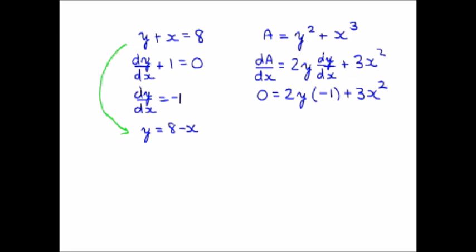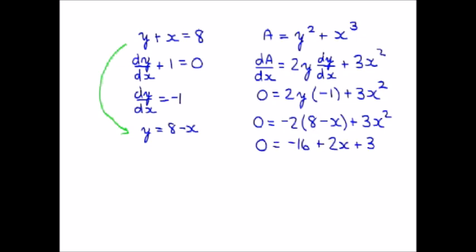I can now substitute this into the equation on the right. So we now have 0 is equal to negative 2 times, in brackets, 8 minus x, and then we add to that 3x squared. When we expand this using our distributive property, we note that we end up with a quadratic. The quadratic is 0 is equal to 3x squared plus 2x minus 16.